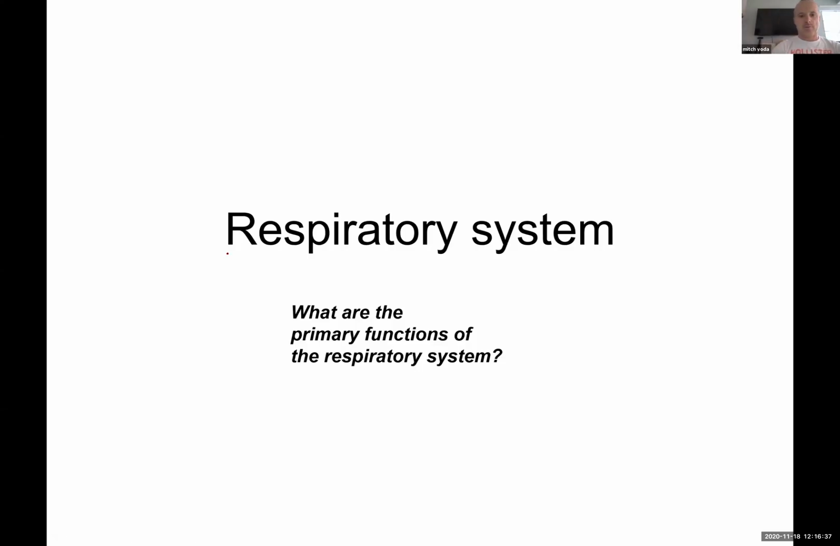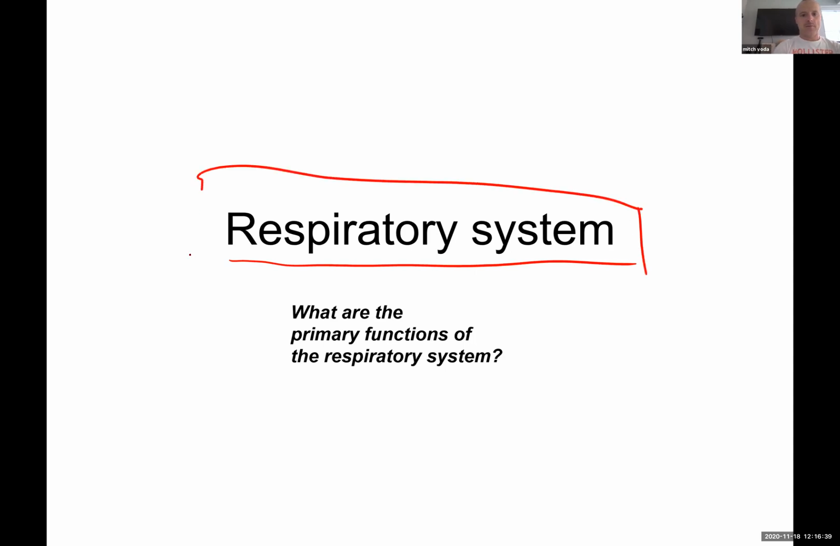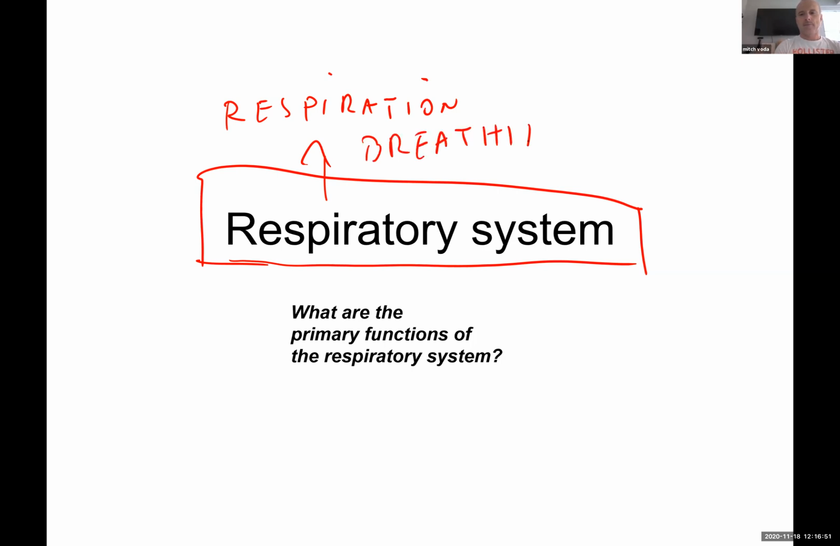So, respiratory system today. Respiratory refers basically to respiration, or another word for it, breathing. Now, during respiration, you take in oxygen and you eliminate carbon dioxide. This is the final product.